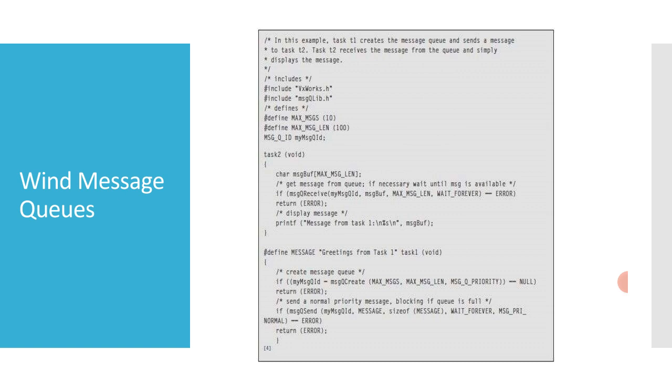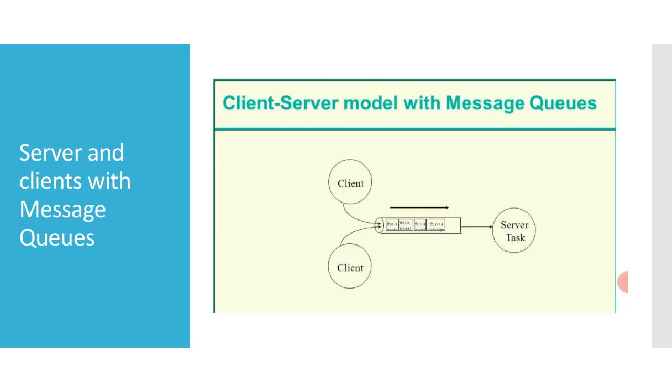Let's see servers and clients with message queues. Here you can see the communication using message queues between the server and clients. Real-time systems are often structured using a client-server model of tasks. In this model, a server task accepts requests from the client task to perform some service and usually returns a reply. The requests and replies are usually made in the form of intertask messages. In VxWorks, message queues or pipes are a natural way to implement this. For example, client-server communication might be implemented as shown in the figure.